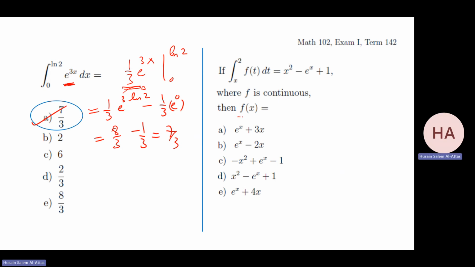Another problem. He wants f of x. So what I will do, I'll differentiate both sides. But to do that, I need to first rewrite this one. So I have the integral with a minus sign from 2 to x, f of t dt, equal to the same.